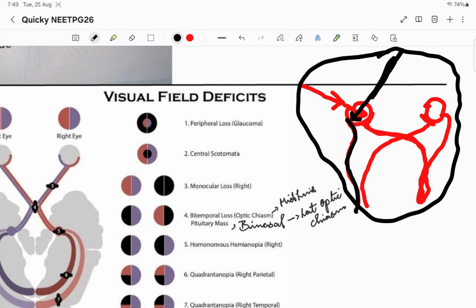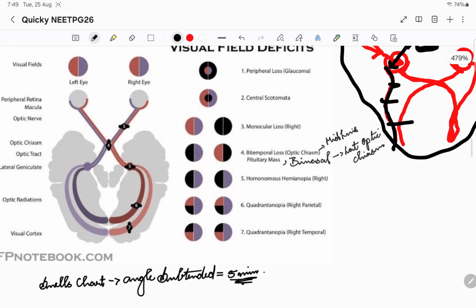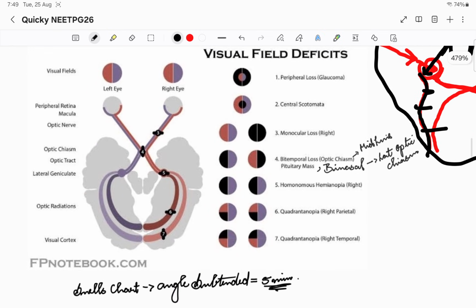For example, the question will be: bilateral nasal side of the eye is getting affected. Where exactly would the pathological lesion be? From the nasal side, I'm not able to see, meaning on the lateral nerve, somewhere here or here or here, the damage might be there. So this is exactly the diagram that they are asking about.